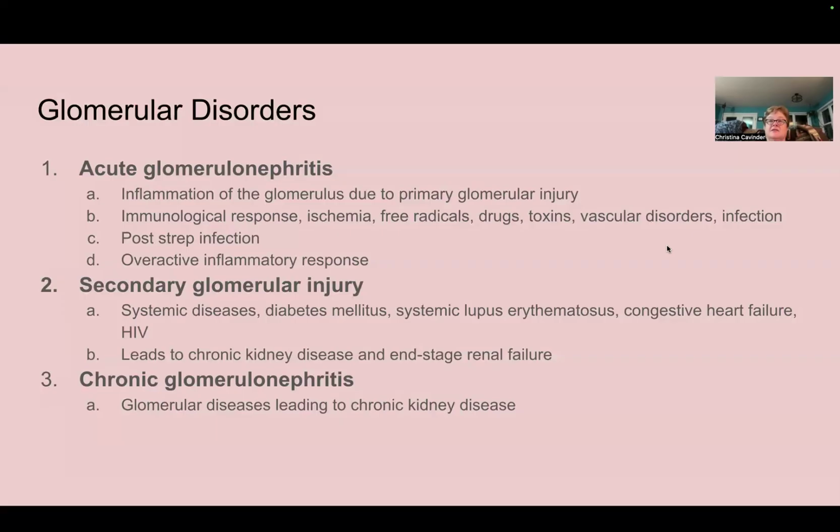And once that's damaged, it's really hard for it to heal. So usually it becomes scarred, and that leads to chronic kidney disease, where eventually the kidney will fail. So you'll be in the end stages of renal failure. So you have to catch this early and prevent any further injury. Or chronic glomerulonephritis, and that again can lead to the chronic kidney disease.